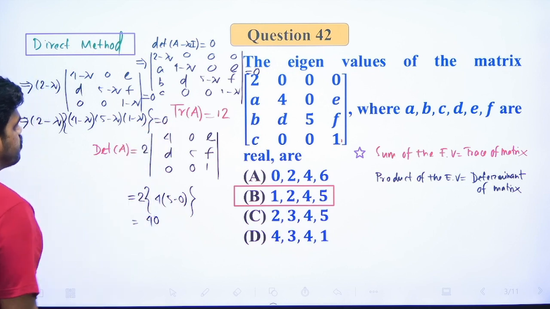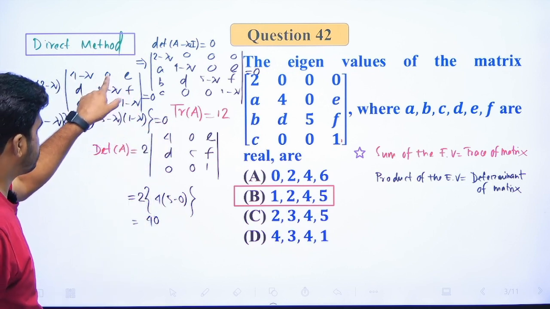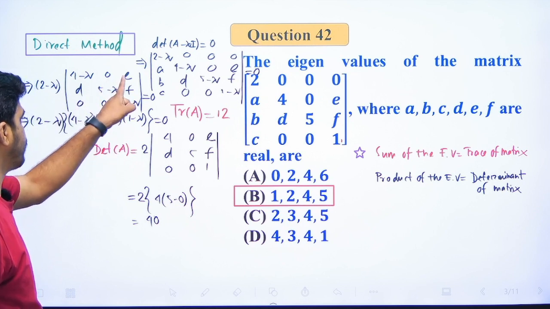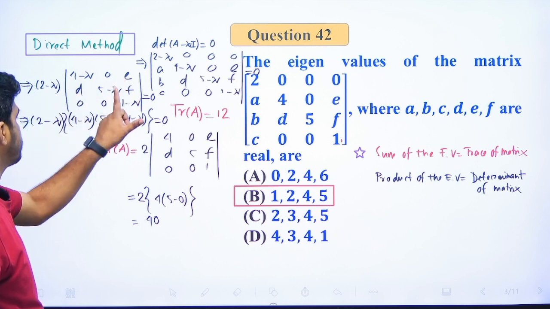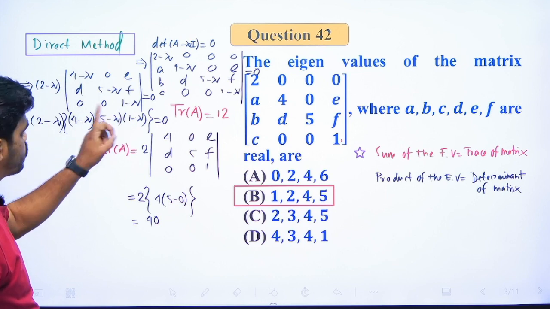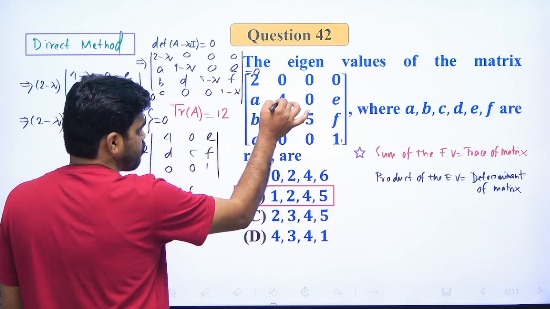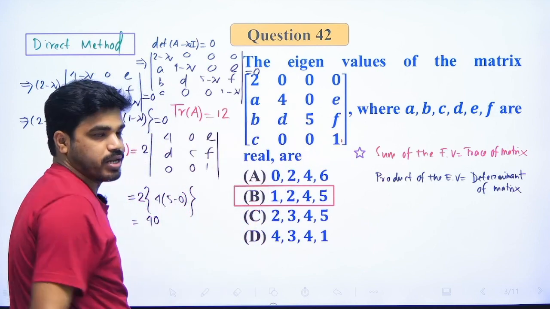So this equal to 0. Clear? 4 minus lambda into this minus this plus 0 minus 0 into ultimately 0 plus e into what will it be? 0 minus 0 ultimately 0. So basically what you get is 2 minus lambda into 4 minus lambda into 5 minus lambda into 1 minus lambda. See, in this form: 2 minus lambda, 4 minus lambda, 5 minus lambda, 1 minus lambda.